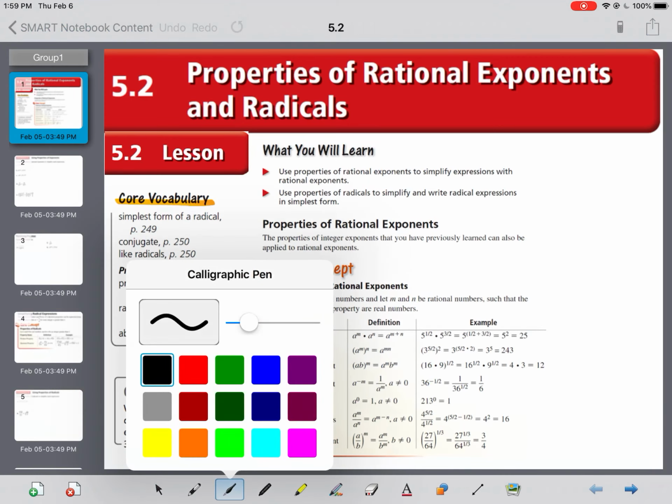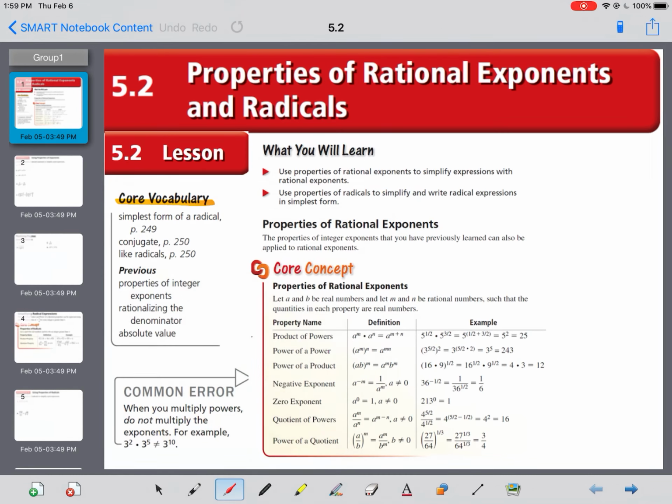Chapter 5, Section 2. We're talking about properties of rational exponents and radicals. We already did radicals a little bit when we were solving quadratics. We worked and talked about radicals, but we mainly just did square root. Now we're going to be talking about any root. Okay, let's review those properties of rational exponents.